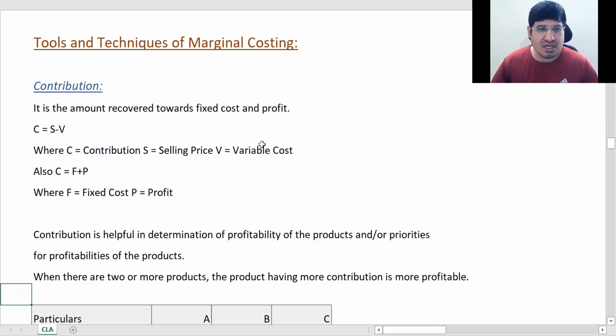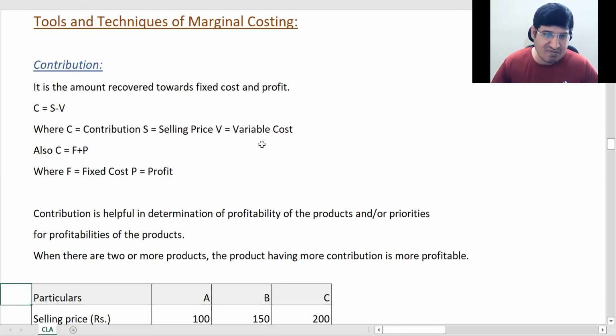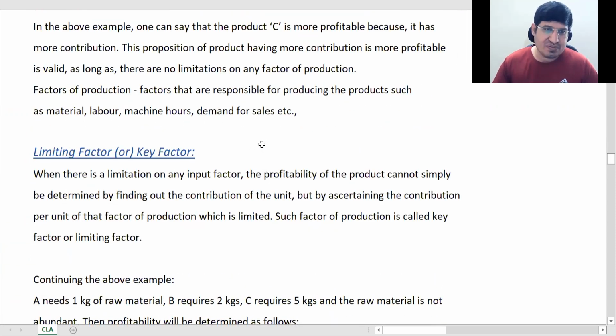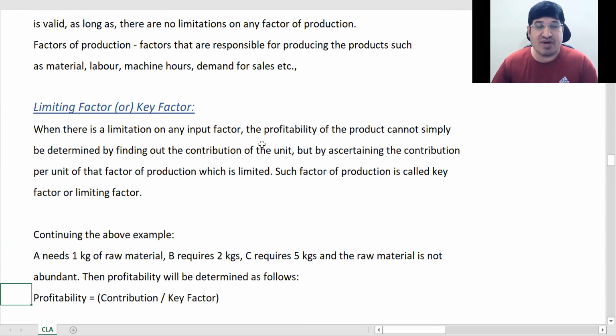Then in the tools and techniques of costing, we saw some major terms. One was contribution, which I have already shown you. Then we talked about key factor or limiting factor. It will be any factor of production which will limit your output. So here contribution per unit of key factor is found out wherever key factor is in operation.